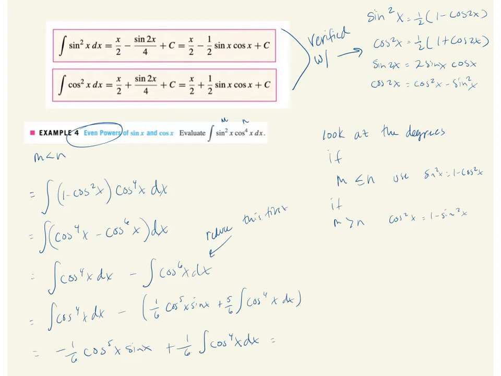All right, example 4 shows us where we have even powers of sine and cosine together. And how do we choose which replacement to use? All right, depending on which exponent is larger, that's what we go with.